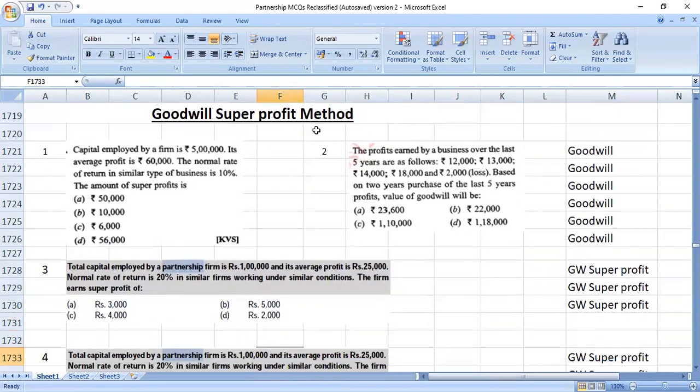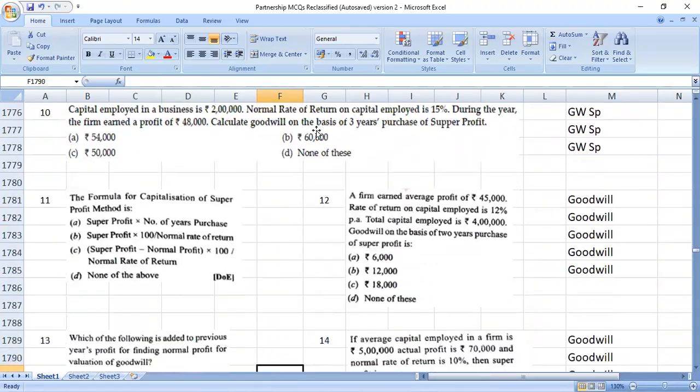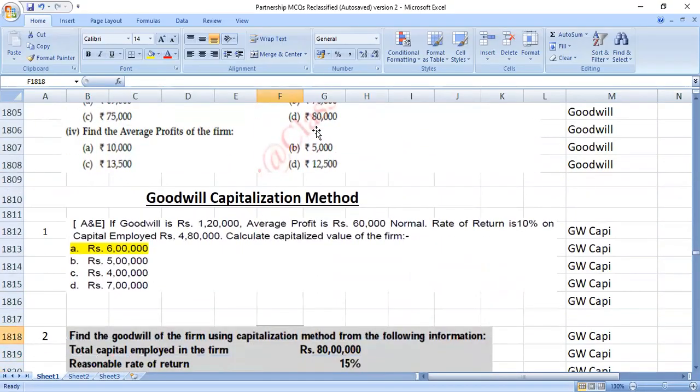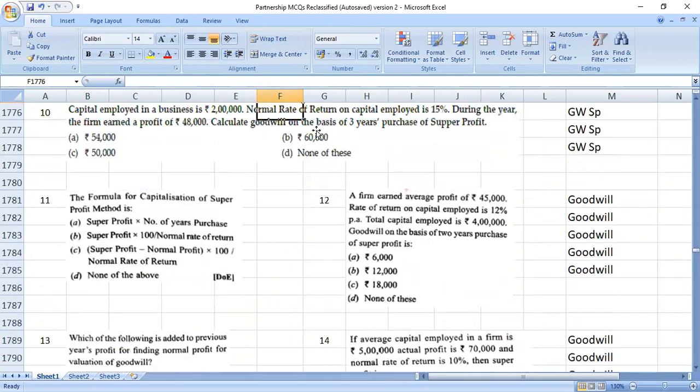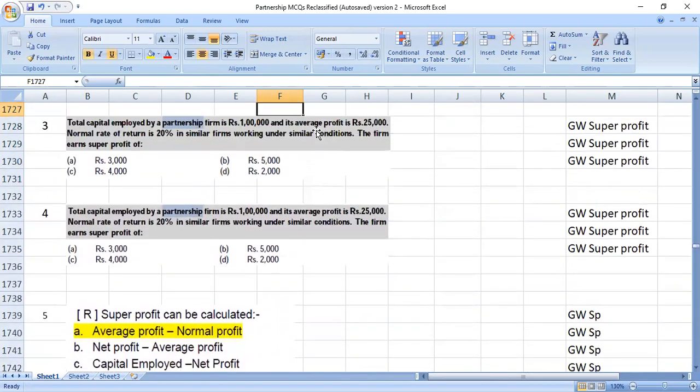We'll meet you again with super profit. Let's see how many are there in super profit. 13 only are there. So super profit also we will solve. Most of them must be easy only.